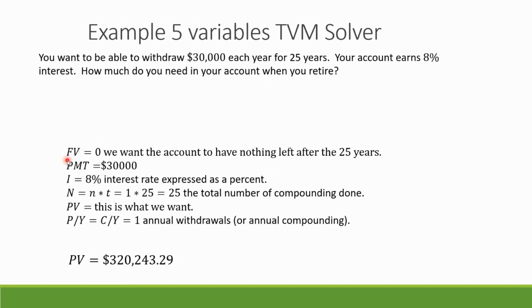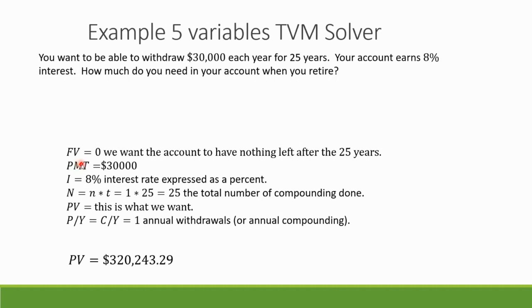For FV, again, that's how much is going to be in the account after time has passed, after 25 years. Now here, since it's a retirement account, in theory, we want nothing left. We want to go through all the money, is what I'm saying. You don't want to have money that you didn't use. Okay, so FV is 0.